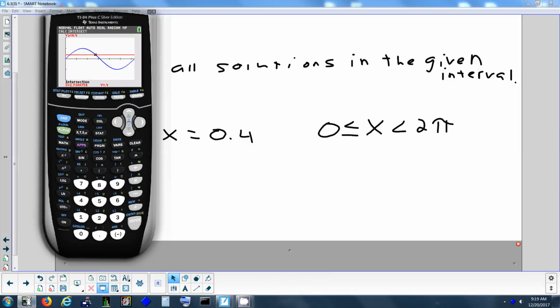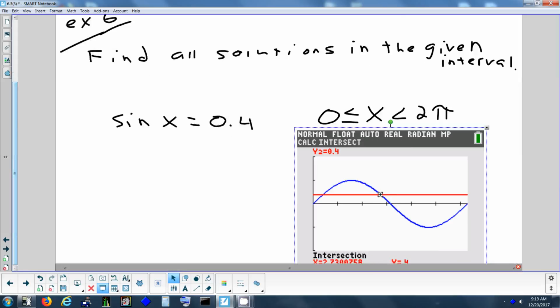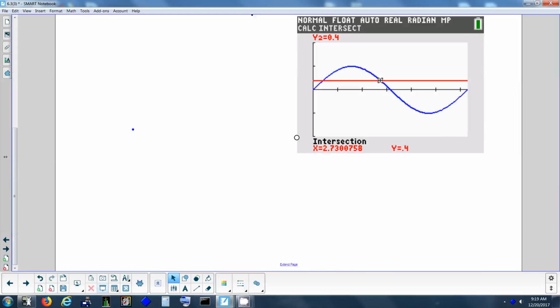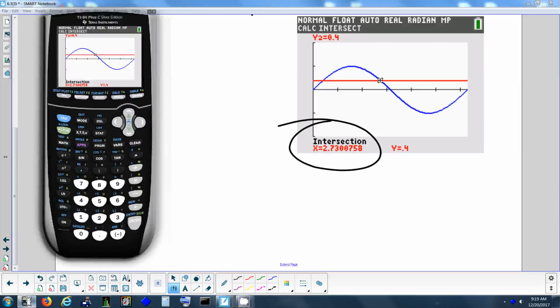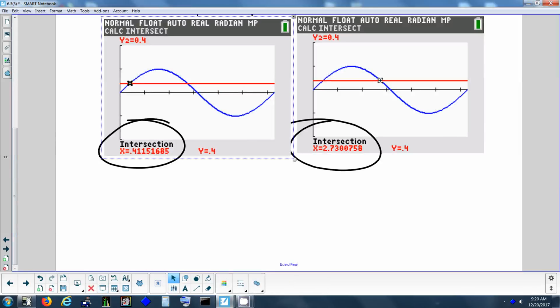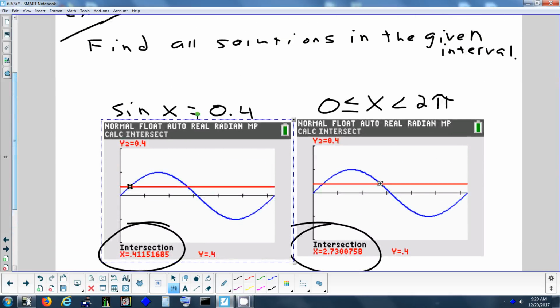And now the guess is important because whichever one you're closer to, that'll give you the answer. So our first answer is 2.73. And second answer, do second calc, intersect again. And let's go over here. Okay, so for this particular problem, that's all they want. There's the two answers to the problem. Any questions on how we got the two answers?